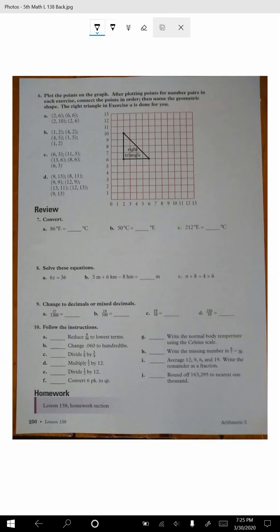So on B, you want 1, 2. So go over 1, up 2, and make a dot. Then 4, 2. You always go across first. The first number is, remember I told you, you're going to learn this later, this is the x-axis, and this will be called the y-axis. And the x-axis is always the first number. So you go over 4, up 2. Then you go over 4, up 5.